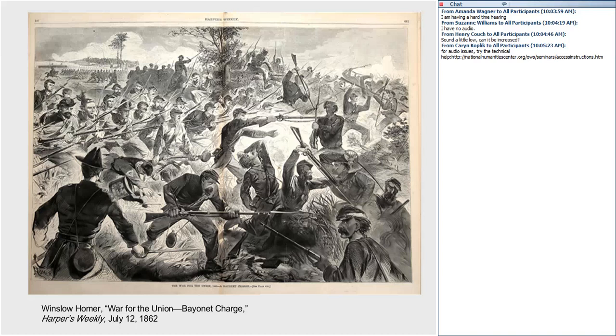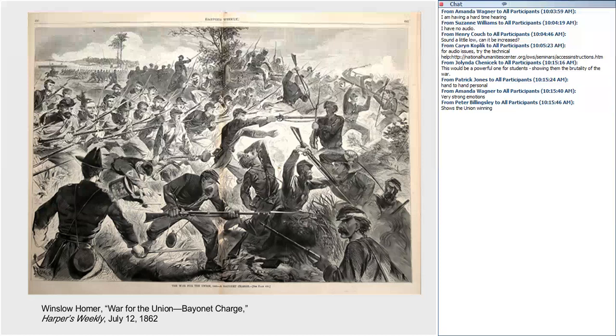Okay. We have some comments in the chat. This would be a powerful one for students, showing them the brutality of war. And Patrick Jones notes this is hand-to-hand personal combat. Right. So that idea of hand-to-hand personal combat, which is very front and center in this image, the actual human confrontation of man on man in close range to one another, as if this is the decisive point of the battle at which the two sides come together and clash, within feet or inches of one another.